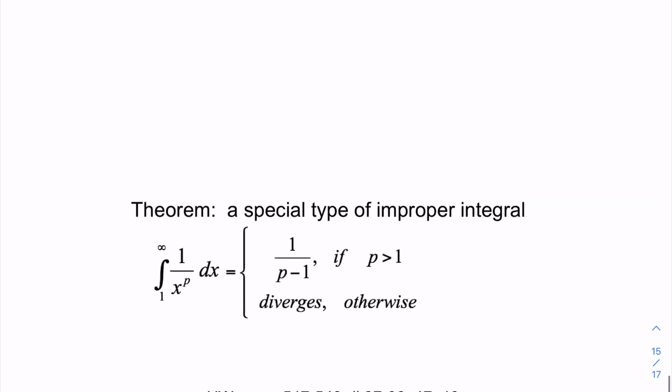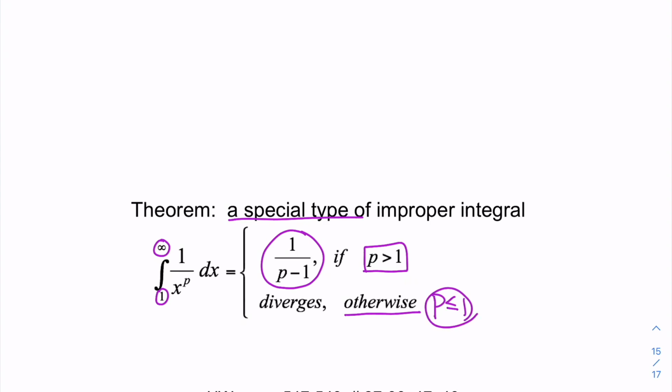There's a special type of improper integral, the integral of 1 over x to the p from 1 to infinity. In this case, if p is greater than 1, the answer will be 1 over p minus 1. It converges. Otherwise, that means if p is less than or equal to 1, it will diverge.